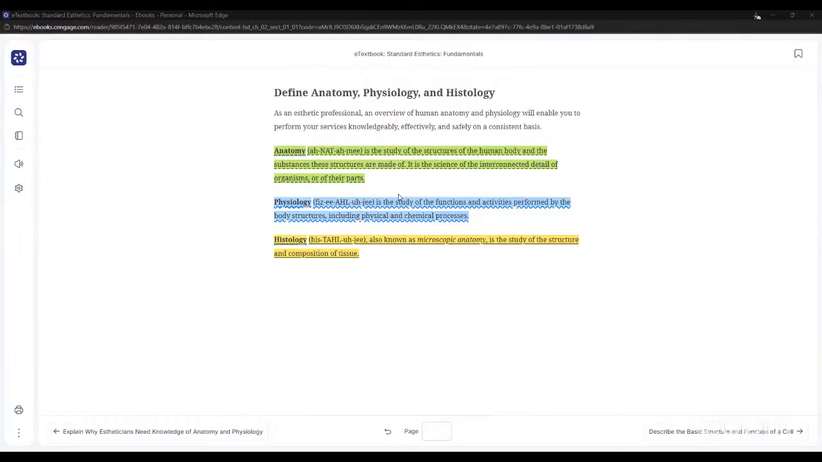Histology, also known as microscopic anatomy, is the study of the structure and composition of tissue. Very, very important, because if we're going to be servicing clients that go through chemotherapy, we need to understand how cells and tissues are created.